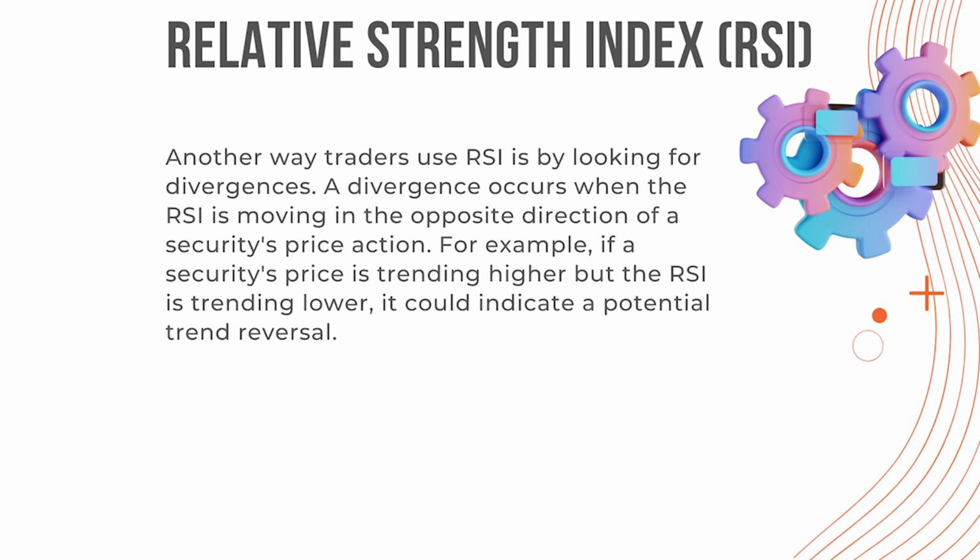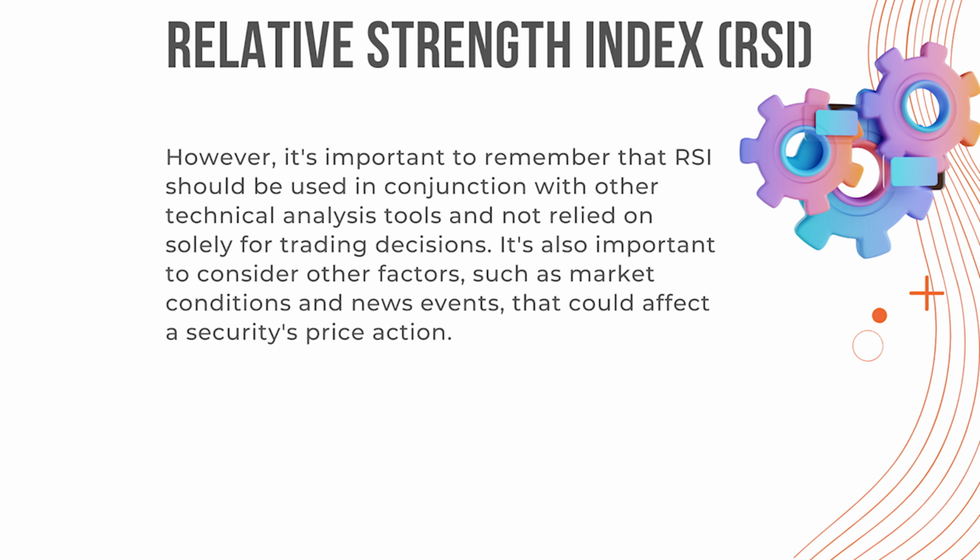Another way traders use RSI is by looking for divergences. A divergence occurs when the RSI is moving in the opposite direction of a security's price action. For example, if a security's price is trending higher but the RSI is trending lower, it could indicate a potential trend reversal. However, it's important to remember that the RSI should be used in conjunction with other technical analysis tools and not relied on solely for trading decisions.